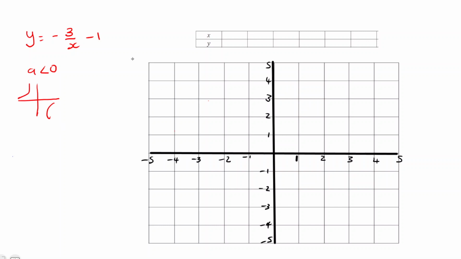That's the first thing. Now we must go and draw our asymptote. This is a negative asymptote. That means the graph was shifted downward 1 unit.